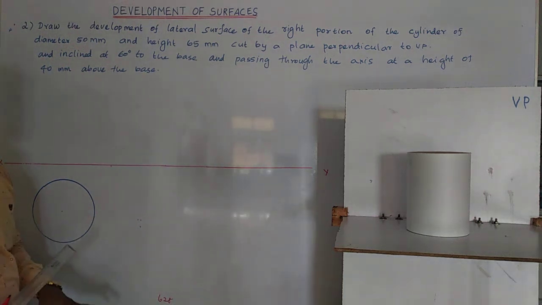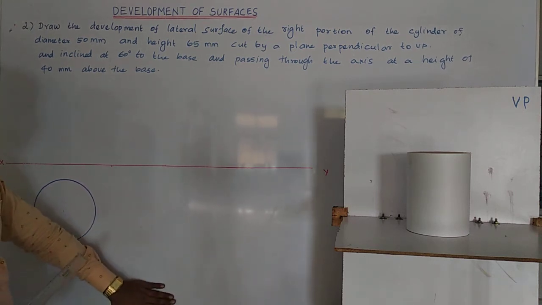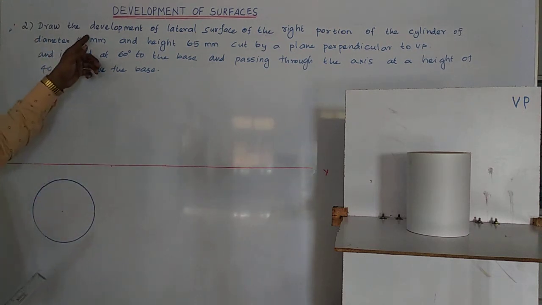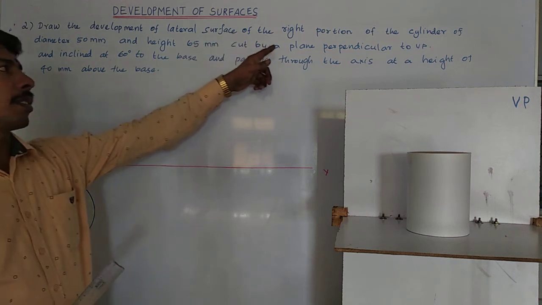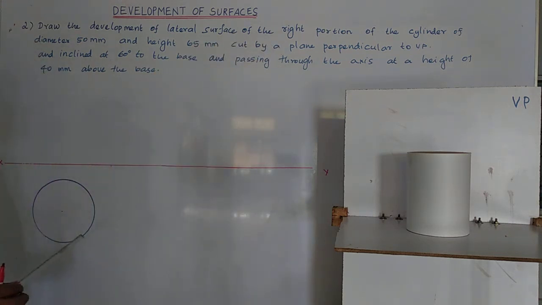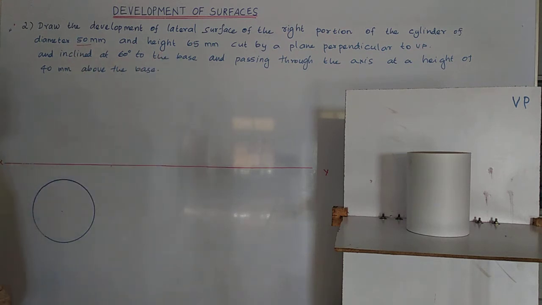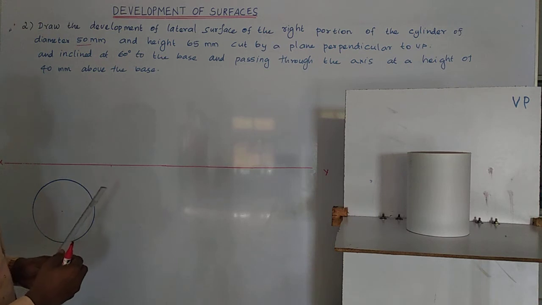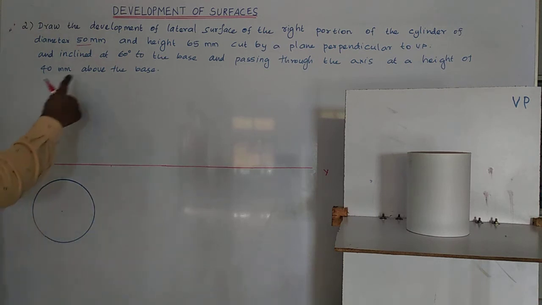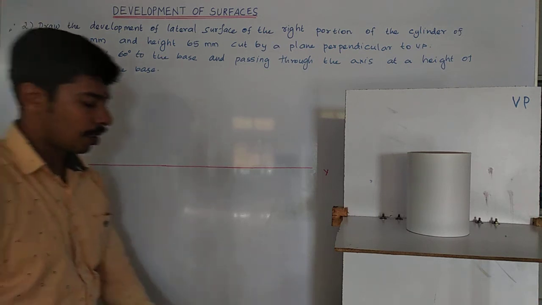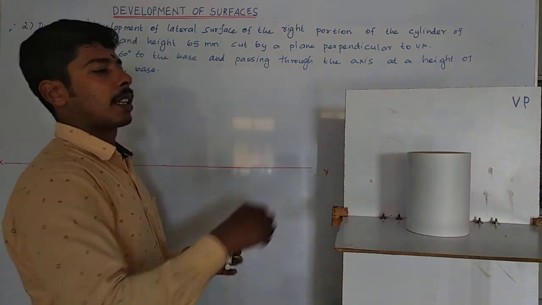Good morning, students. In this session, I am going to teach you about the development of lateral surface of right portion of a cylinder of diameter 50 millimeter and height 60 millimeter. It's cut by a plane perpendicular to VP and inclined at 60 degree to the HP. Okay, so here we are given one cylinder, right?